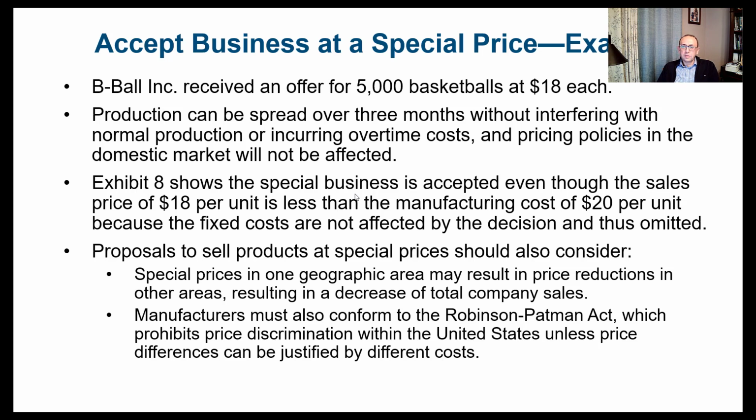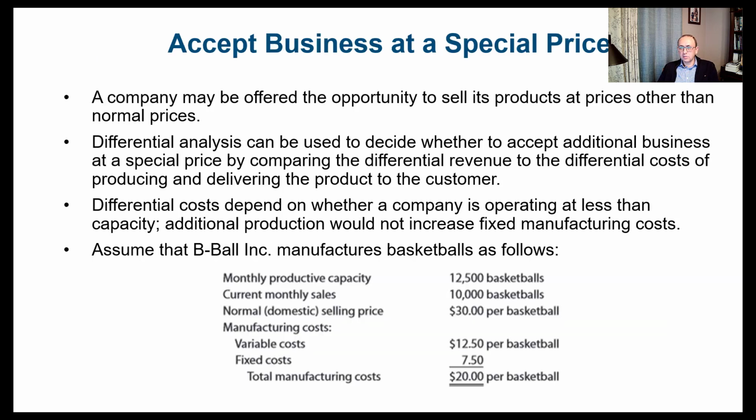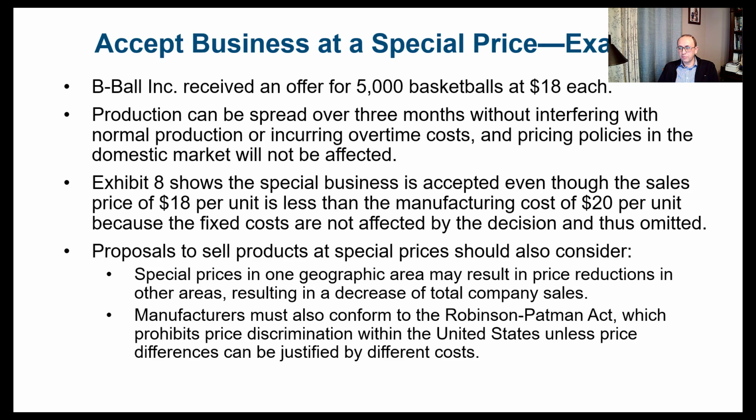So in other words, the most important thing we focus on when we are having a special offer or special order is the variable cost. If we can cover our variable costs, we should go for it, as long as this is something that's additional to what we are already doing and it's not going to require any additional resources. So the only thing we focus on is the variable cost. And you see here the variable cost is $12.50. We're getting the special order for $18, so it should be profitable. But we'll try to prove that using the differential analysis.